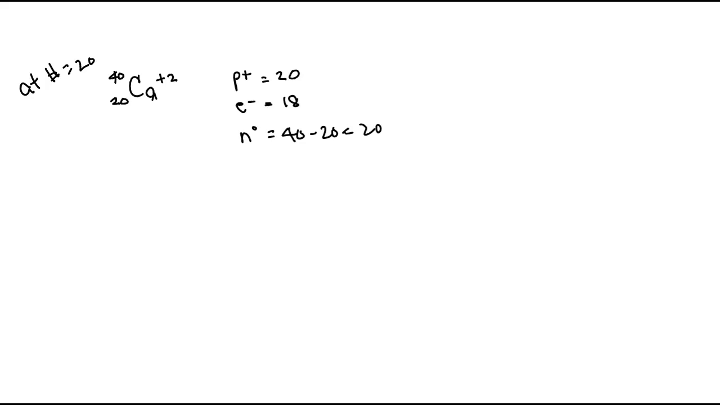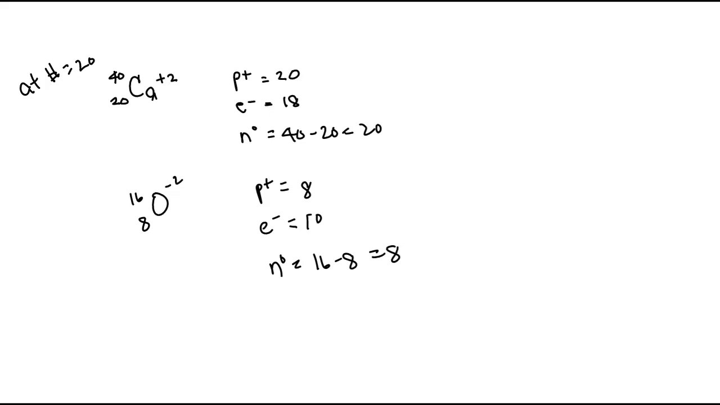Nice. Let's do one more. Let's say I have oxygen, and that's 8, 16. So protons will be 8, but electrons will be, okay, I need a charge in there for this to work. So instead of 8, it will be 10. And then neutrons is 16 minus 8, which is 8.